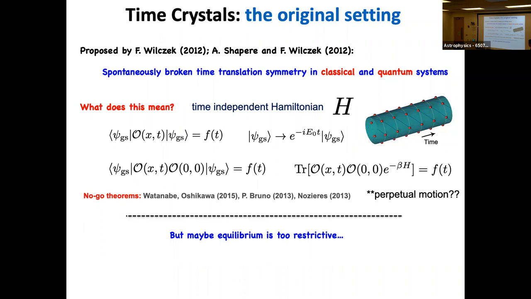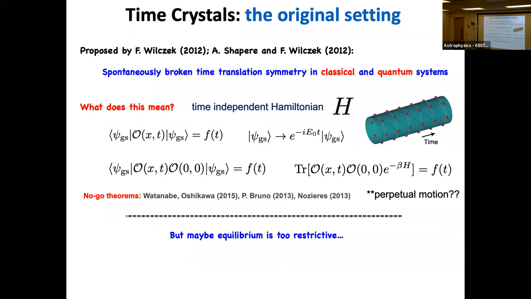So the natural question that people started to think about at that time, including a number of folks, is that maybe equilibrium is simply too restrictive. So we started with a time-independent Hamiltonian in an equilibrium system. Maybe that's too restrictive. But if you allow for the full beast that is non-equilibrium many-body physics, that basically encompasses everything.